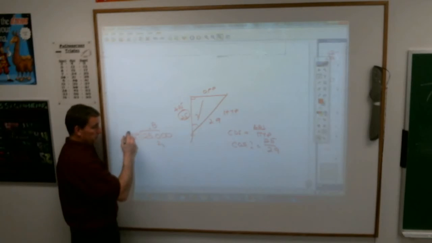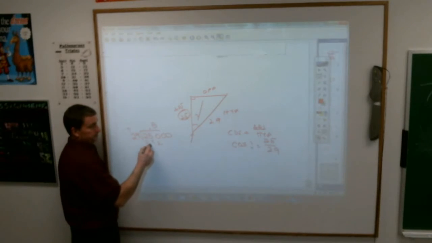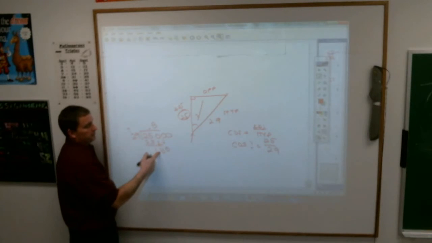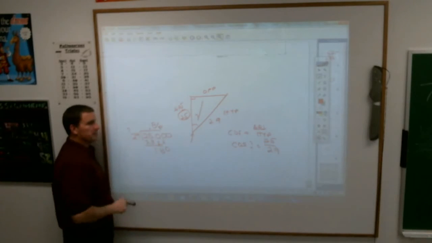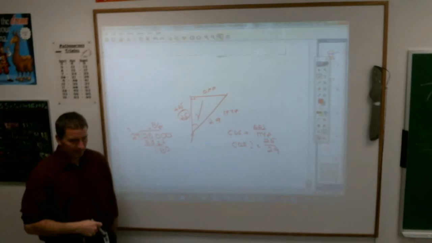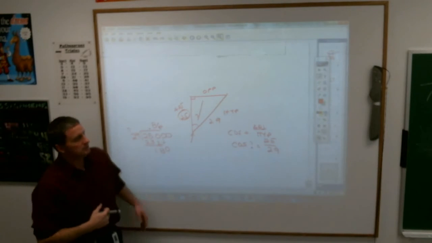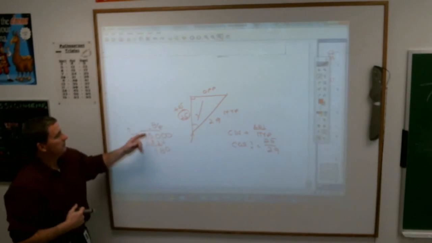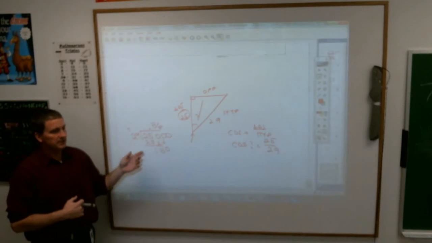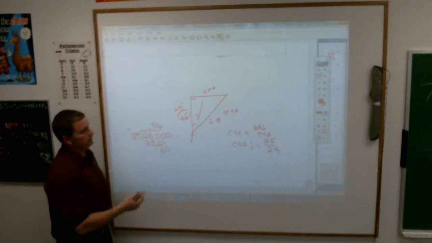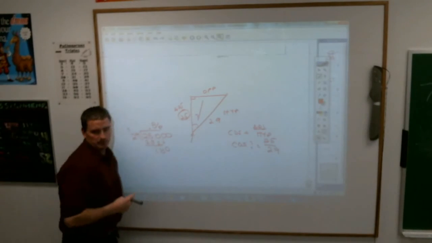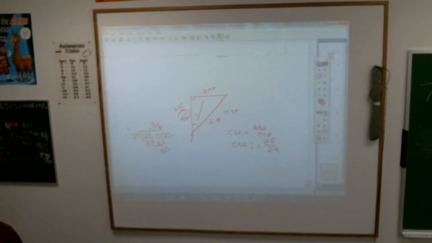You end up with 0.86. That's close to 30 again, so I'd say it's 0.86. You probably can stop after that and then look on your table. Under cosine 0.86, how many degrees? 30, 31. Well, again, this is an approximation.